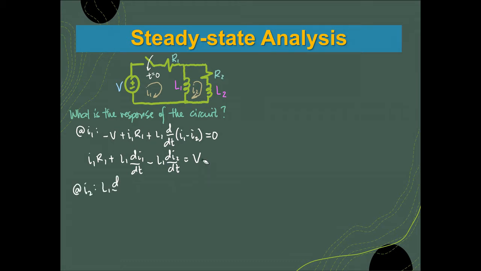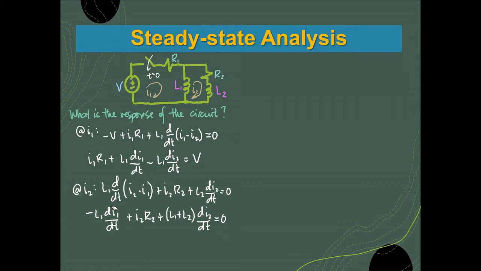For the I2 loop, conduct KVL, and then you will have the same equation. This one is the voltage across L1, the voltage across R2, and then the voltage across L2. You just arrange that and you get this equation. Now, as I said, choose one parameter with which you can understand the whole system. Here it's better to use I1.